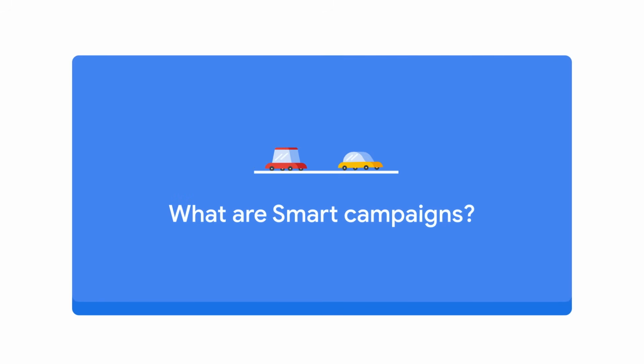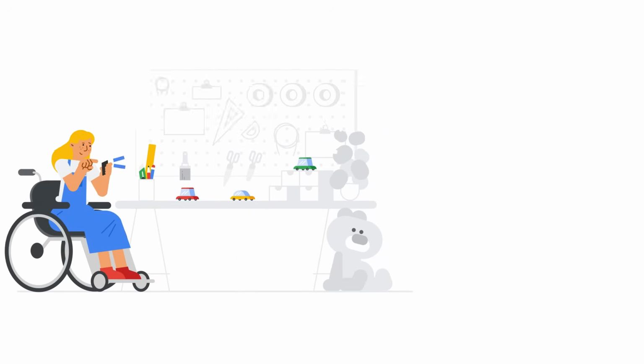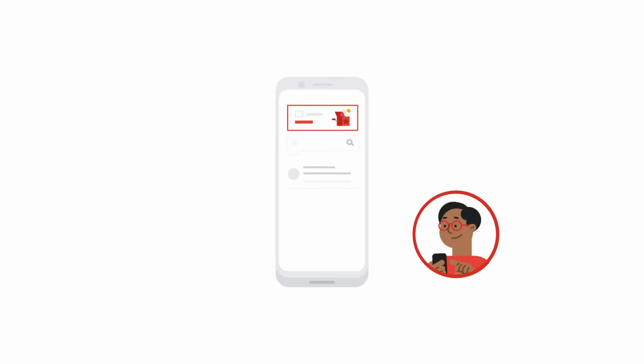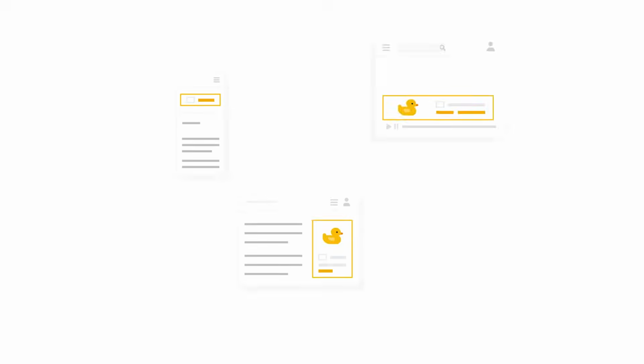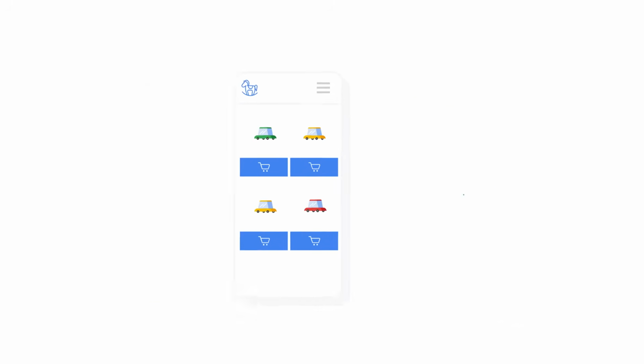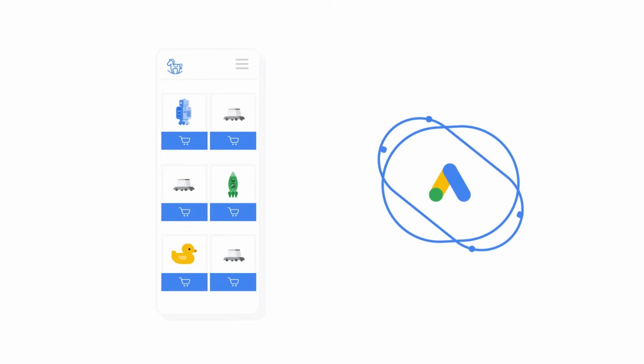What are smart campaigns? Smart campaigns help small businesses reach more customers online with Google Ads. Smart campaigns will show your ad to the right people at the right times when they're searching for what you offer. They'll also see your ad in Maps, Gmail, and even partner websites. With a simple setup, smart campaigns can save you time and help your business reach your advertising goals.